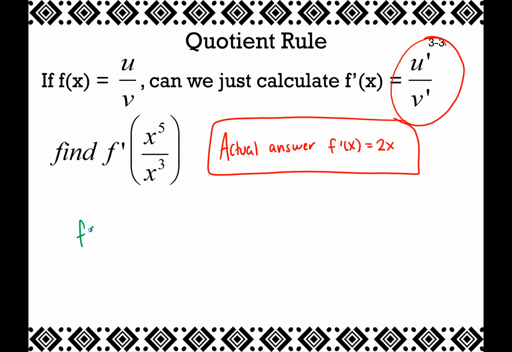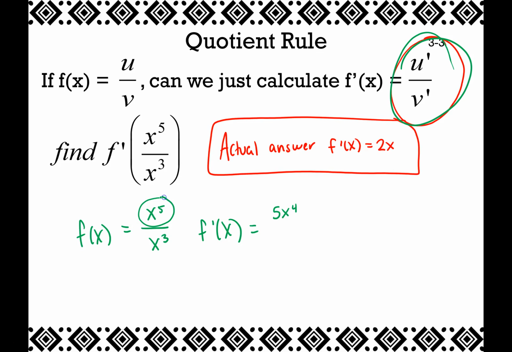Well, if f of x equals x to the fifth over x cubed, and I use this rule, that would be 5x to the fourth. See, I just took the derivative of the top divided by the derivative of the bottom, which would be a 3x squared. Well, that simplifies to 5/3 x squared, which is nowhere close to the answer that we're supposed to get. So this does not work.